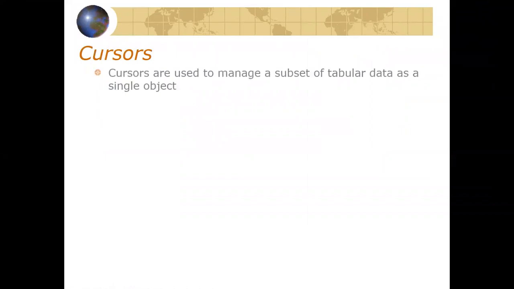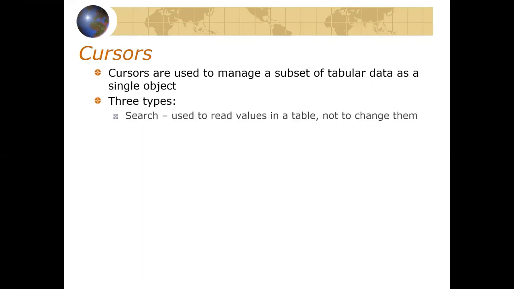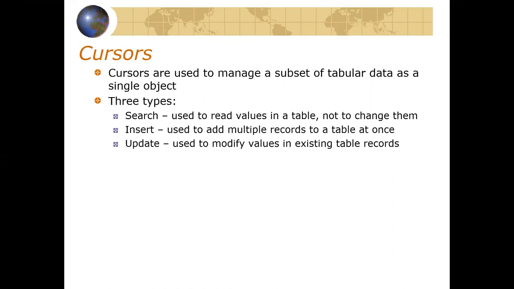Okay. All right. So the main topic of this lesson is cursors. And cursor is kind of an unusual term. We usually think of the thing on the screen, right, that blinks at you. But in this context, a cursor is used to manage a subset of tabular data. And there's three types of cursors that we can work with in ArcGIS. The search cursor, which is used really just to work with existing tabular data and not make any changes to the data. Then there's also the insert type, which we can use to add new records to a table. And there's the update cursor, which we can use to modify records that are already in the table.